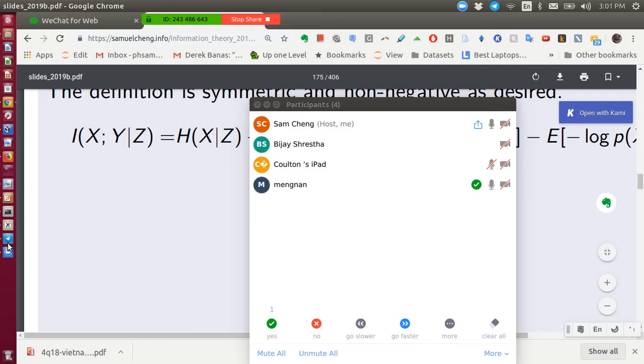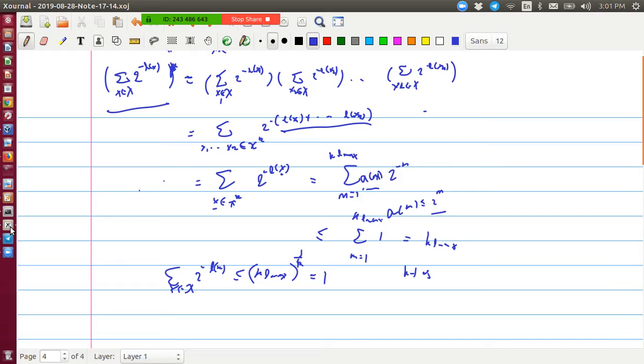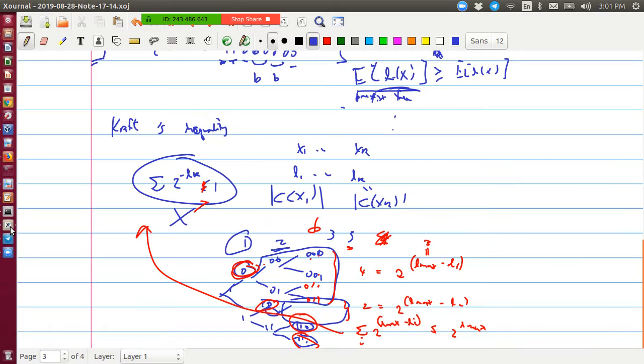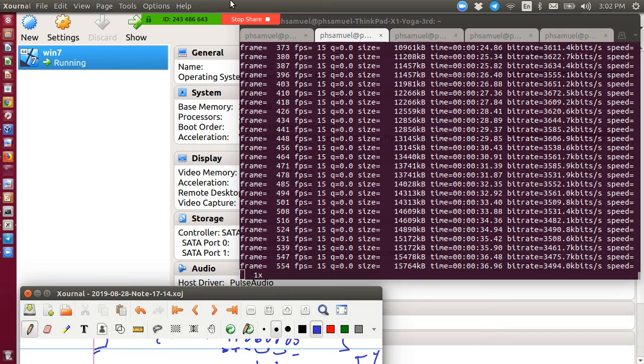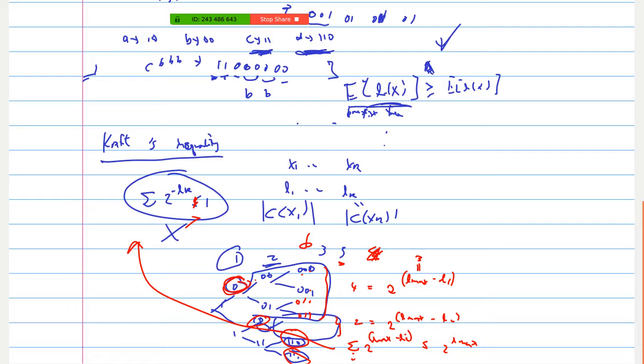So let me just get started, and let us review what we were doing last time. Basically, we talked about Kraft's inequality. There's some kind of condition: if we have a length profile, we don't know whether it can be losslessly recovered.